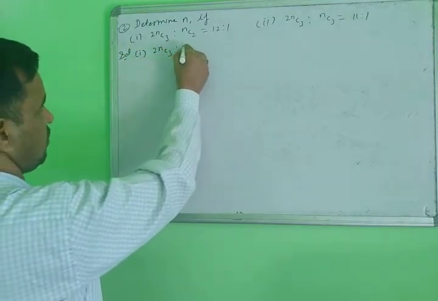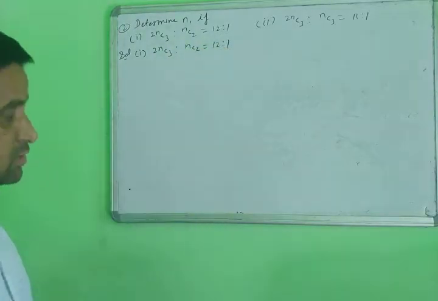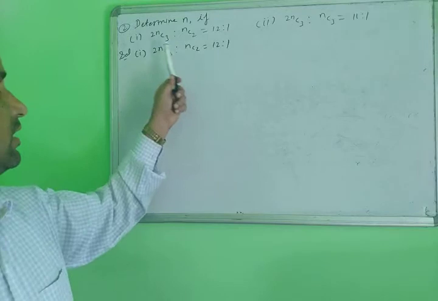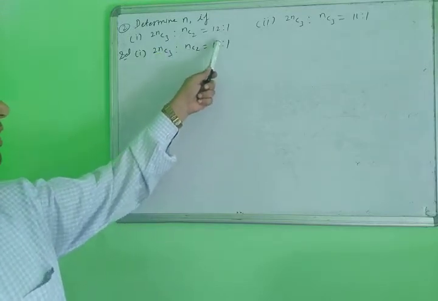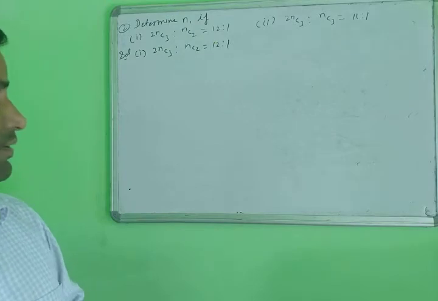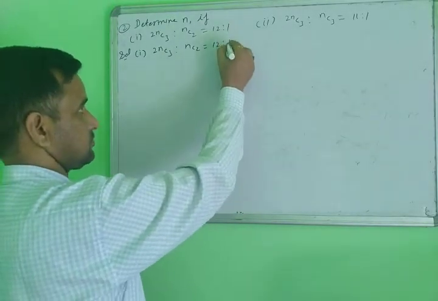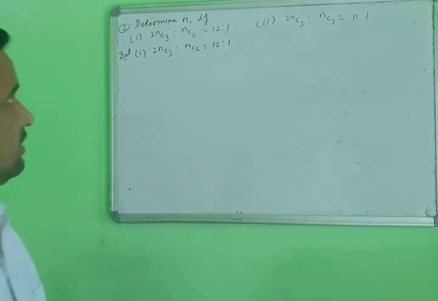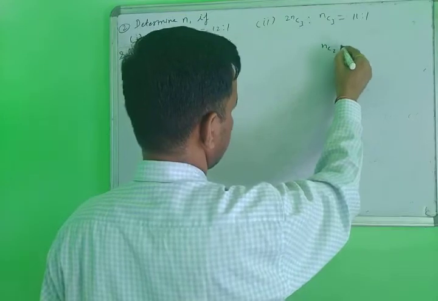2nC3 ratio nC2 equal 12:11. This question is given in ratio form. 2nC3 ratio nC2 equal 12:1, not 11:1. Same identity here, and what is the value of nC2?